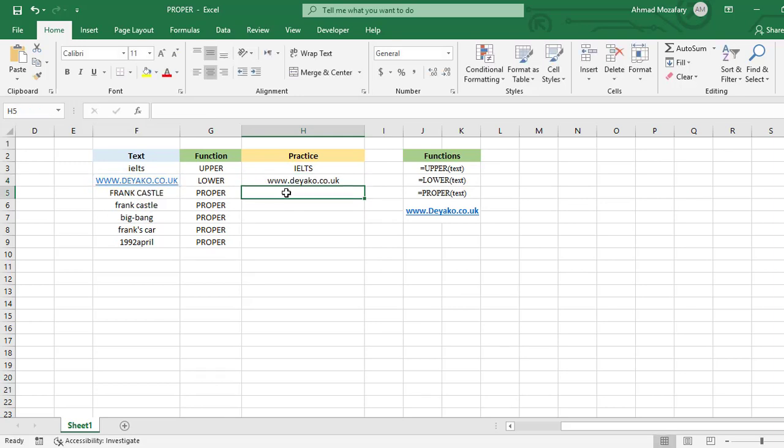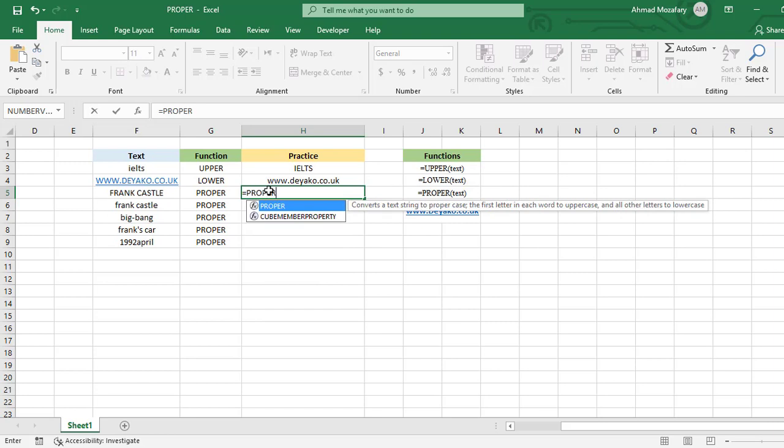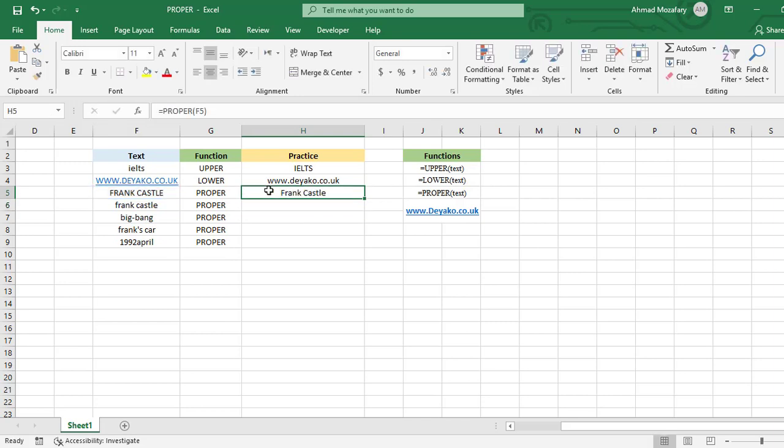Next one is proper. It is very useful for names. Here we have a name, Frank Castle, and all the letters are capital. We want to make it proper. What does it mean? It means first letters in each word, first name and last name, will be capitalized and the rest of the letters will convert to lowercase letters. Let's try this one. It's proper. F5 and done. You see?